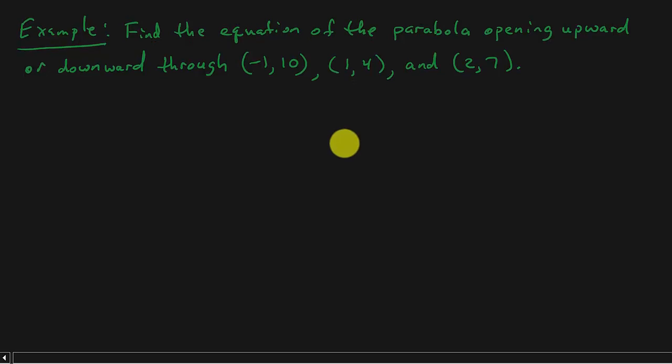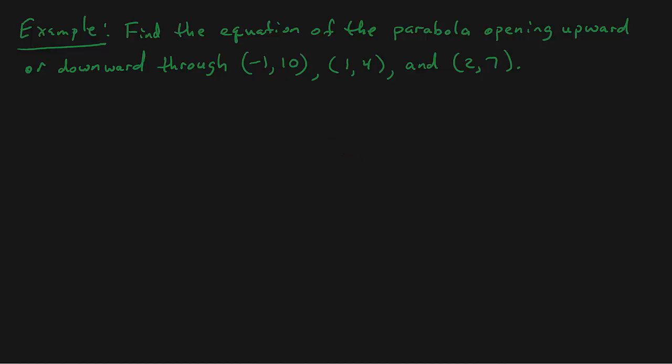Okay. So what they want us to do here is find the equation of the parabola opening upward or downward through the points (-1, 10), (1, 4), and (2, 7). So they want us to find the equation of a parabola, and they just give us 3 points on the parabola. So what do we do?